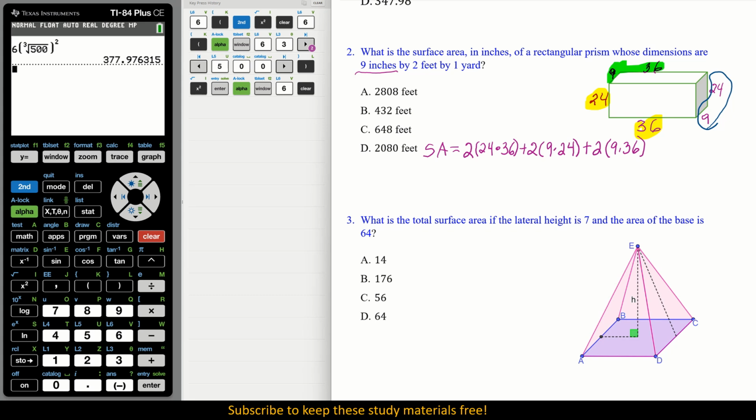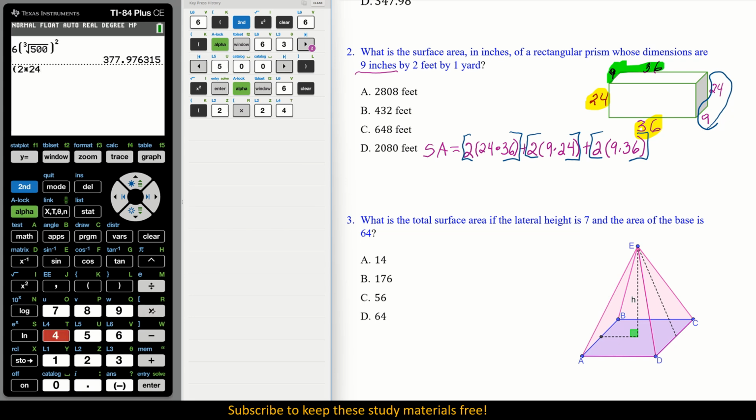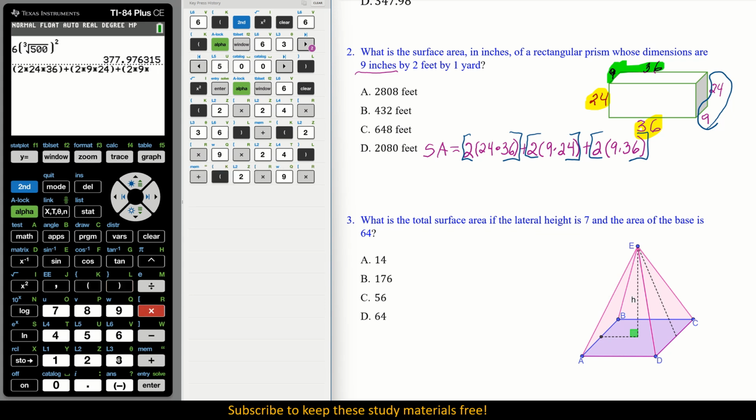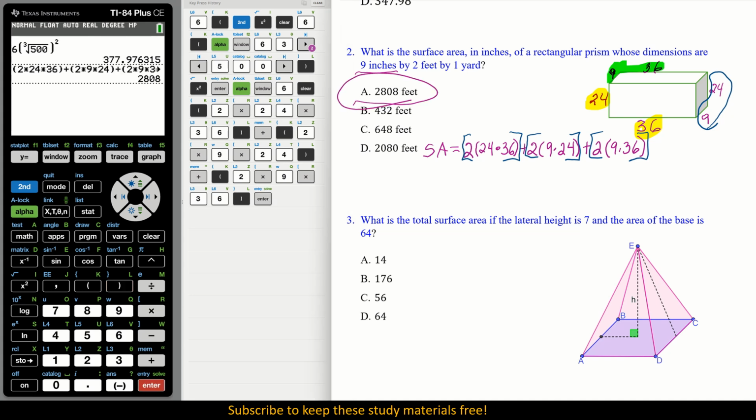Now we can put it in the calculator. But notice that each of these are really just multiplied all together. I know that you could put those in the calculator, and I'm sure it can read the order of operations, but I'm going to do them separately so you can see what I'm doing. So parentheses, 2 times 24 times 36, close parentheses, plus parentheses, 2 times 9 times 24, close the parentheses, plus parentheses, 2 times 9 times 36, close parentheses. You can go back over those and double check, make sure you've entered them correctly, and then push enter. And yes, that is the value that we are looking for.